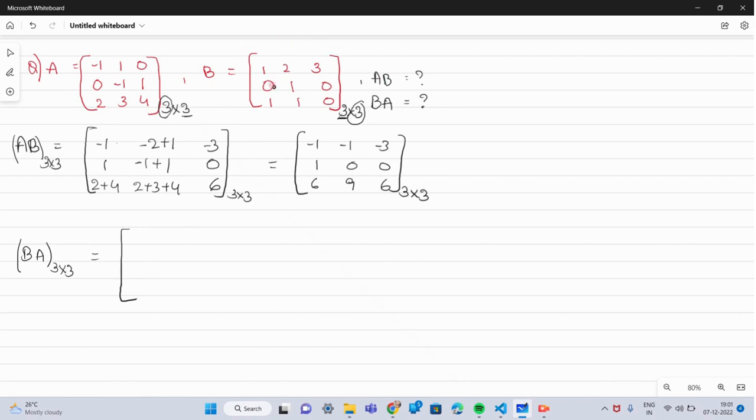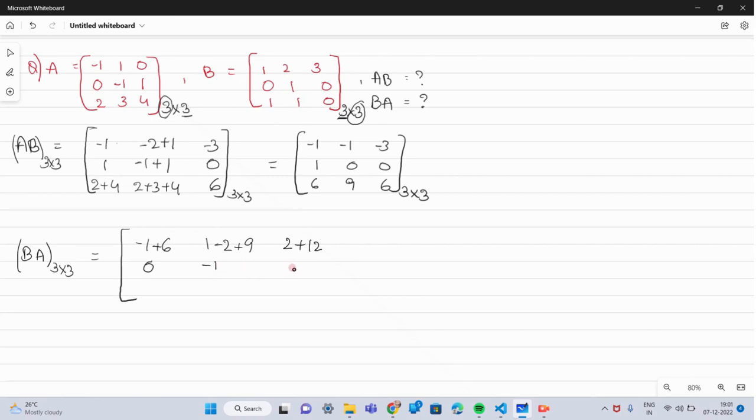Now we need to multiply this first row with first column. It becomes 1, 2, 3 with minus 1, 0, 2. It becomes minus 1 plus 6. Again with second column, 1, minus 2 plus 9. With third column it becomes 2 plus 12. Again, here second row with first column. It becomes 0, 0 and 0. Next second row with second column. Becomes 0, minus 1 plus 0.